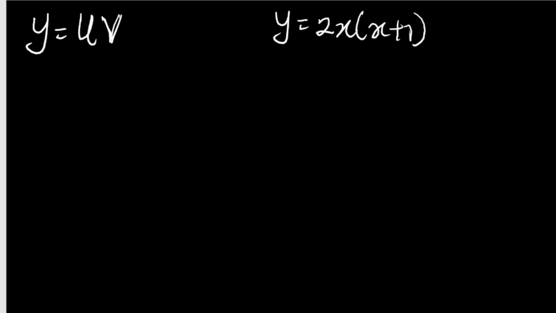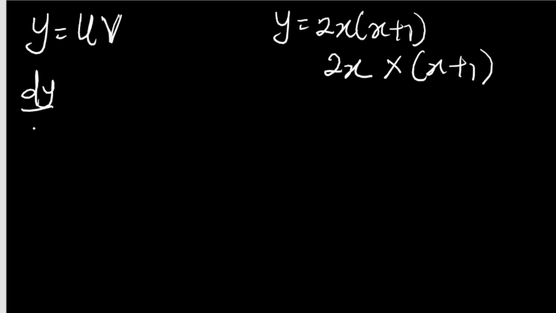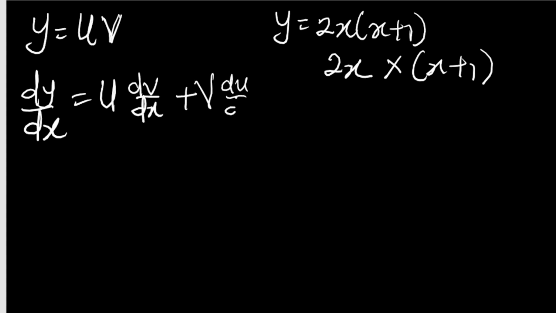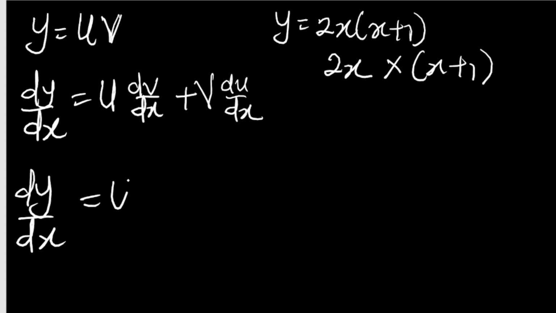You can see this means that 2x was multiplied with x plus 1. So whenever they multiply two things, just know they are talking about using the product rule. The formula for the product rule is dy over dx equals u dv over dx plus v du over dx, which can simply be written as dy over dx equals u dv plus v du. That is the formula for the product rule.